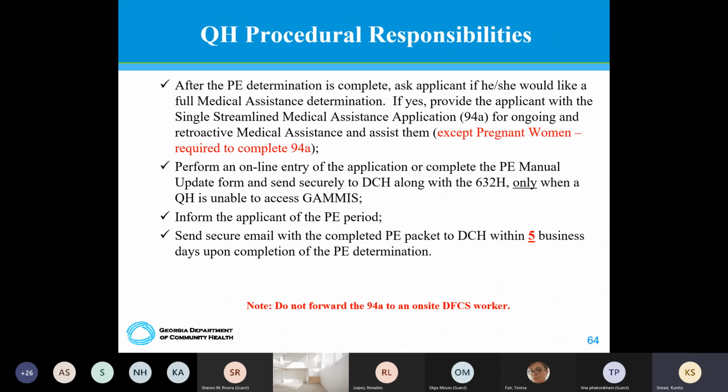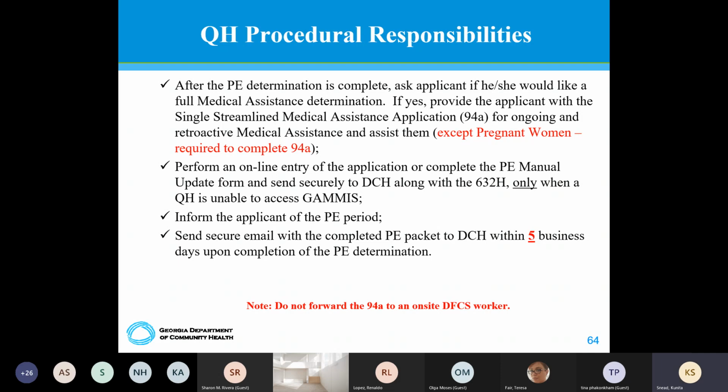Remember to inform your applicant of the PE period. It's going to be the start date, which is the application date, to the end of the following month. That's the PE period you're going to be providing to them. Then within 5 business days from the date you've done this PE application, you're going to send your PE packet to DCH, and you're going to send it securely. We're going to talk about what should be included in your PE packet.